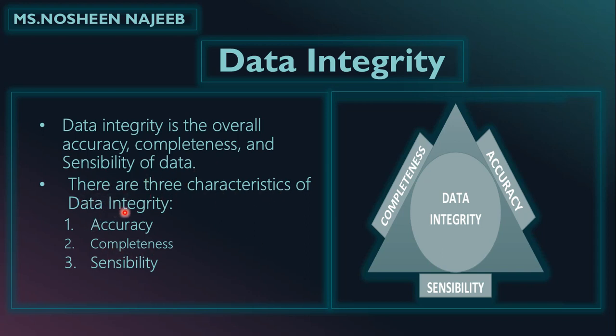So there are three characteristics of data integrity. Accuracy, it means data should be accurate. Completeness, it means the data should be in complete form. Sensibility, it means data should be sensible, or accurately meaningful in form. So here is the triangle of data integrity. It means if you have these three characteristics in any data, the data is in integrity form.